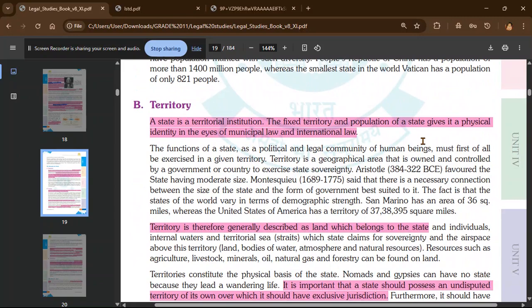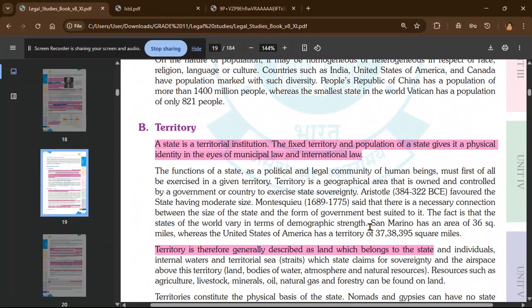These are the wrong details that they have given you in the textbook, because the legal studies textbook doesn't change over time, so they are not giving a revised edition for legal studies.